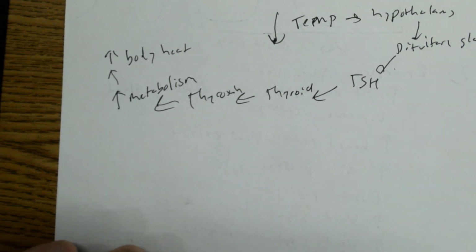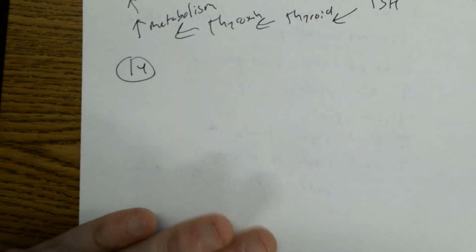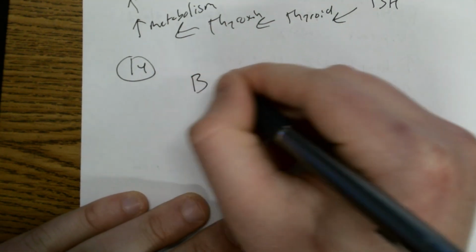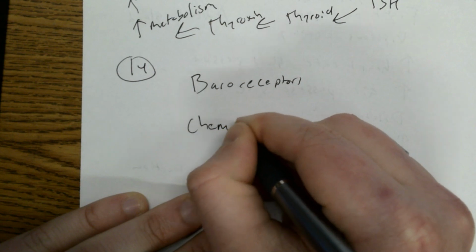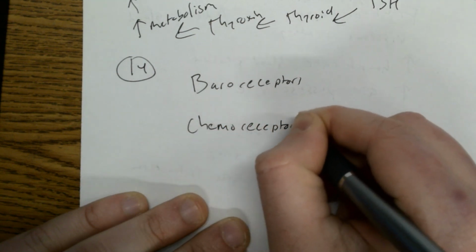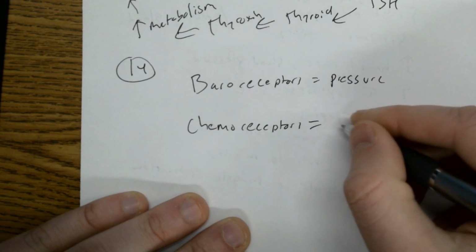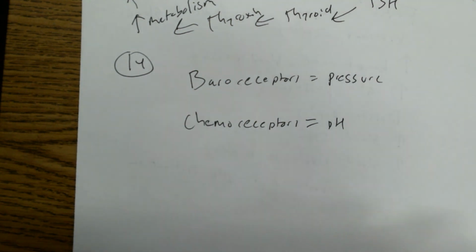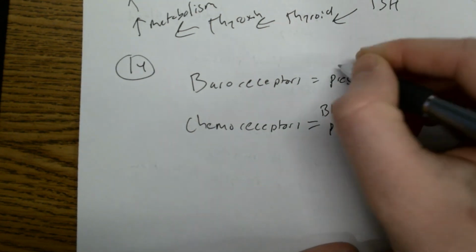Okay, that is standard 13. Nice. Standard 14. Heart rate control. So heart rate is controlled primarily by two things: baroreceptors and chemoreceptors. Baroreceptors sense pressure changes. Chemoreceptors sense pH changes. So baroreceptors are regulating pressure, and chemoreceptors are regulating blood pH. Well, these are both in the blood.